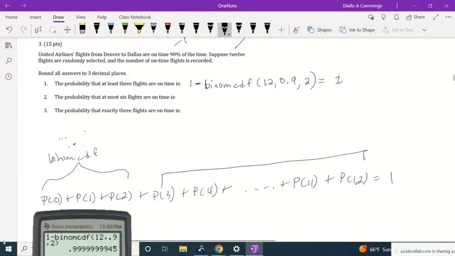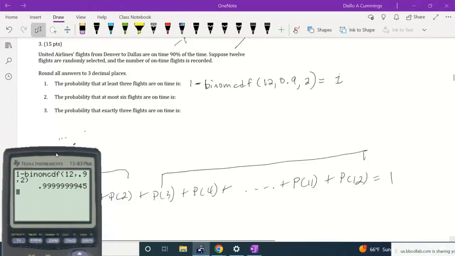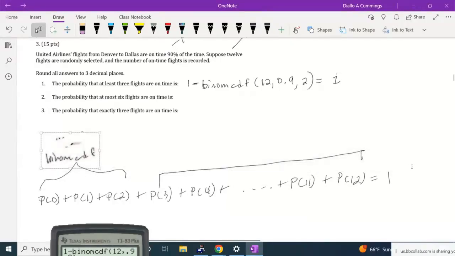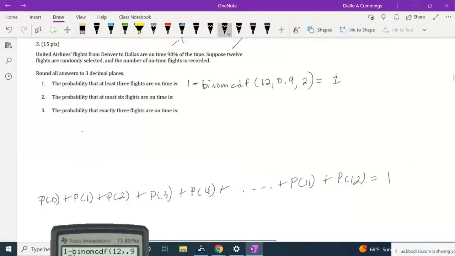Okay, by rounding to the 3rd decimal place, that would give us a 1. All right, any questions about the first one? All right, the second one says, the probability that at most 6 flights are on time.